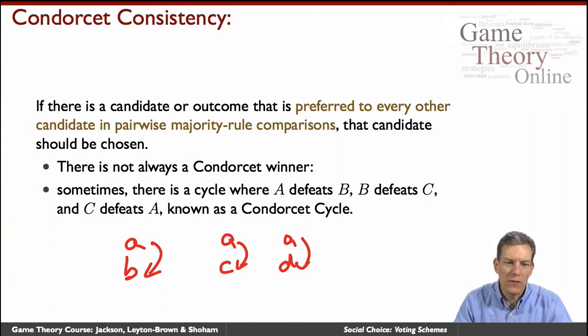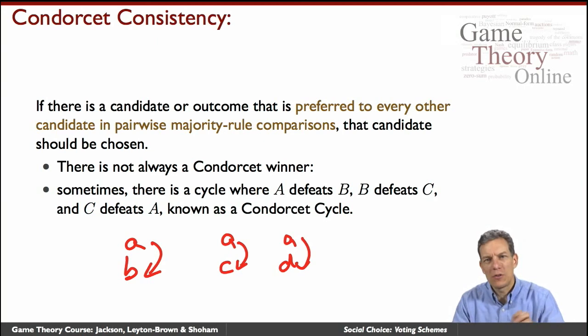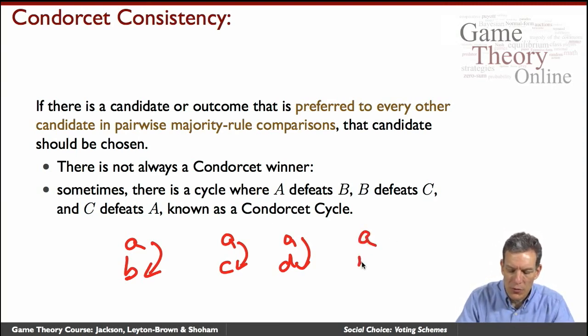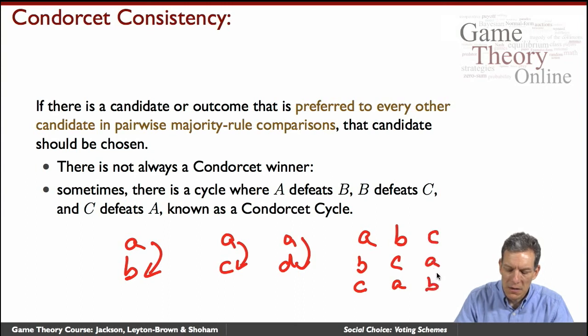And when those exist, then we'll say that a rule is Condorcet consistent if a social choice function picks a Condorcet winner when there is one. Okay, so that's a nice property that's sometimes desired of a rule. And there can be a cycle. So for instance, if we had 3 alternatives, person 1 likes A, B, C, person 2 likes B, C, A, person 3 likes C, A, B.